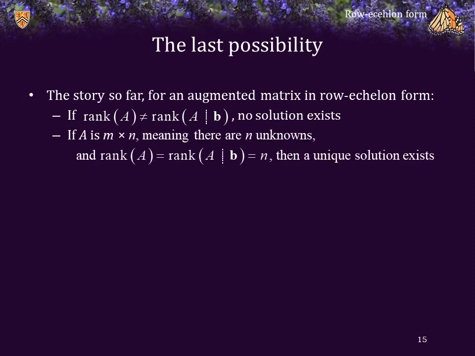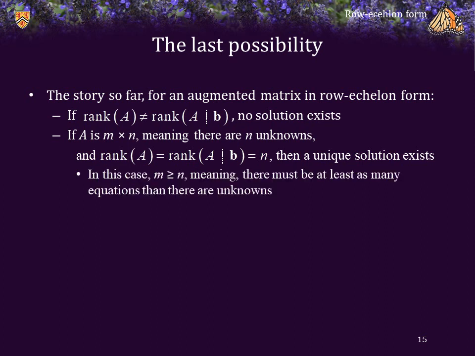Alright, let us assume that A is an m by n matrix, meaning there are m equations and n unknowns, and the rank of the matrix A equals the rank of the augmented matrix, and both of these equal n, the number of unknowns. In this case, a unique solution exists. Now, for this to be possible, it is absolutely necessary that the number of equations is at least as large as the number of unknowns.